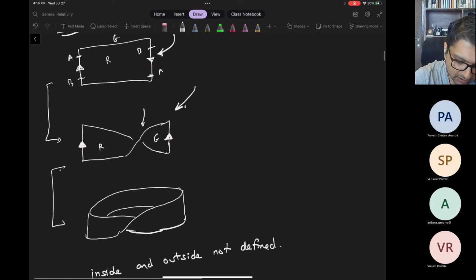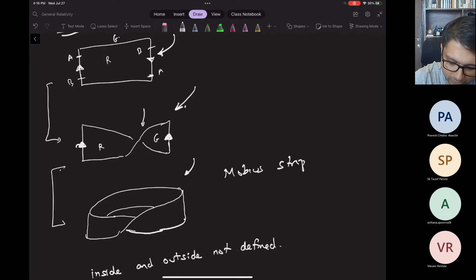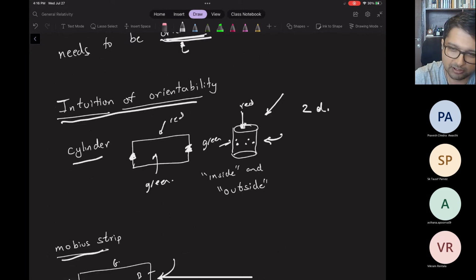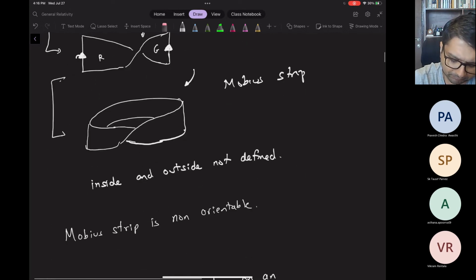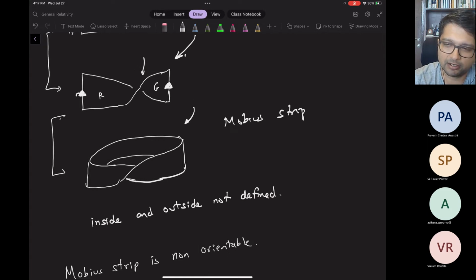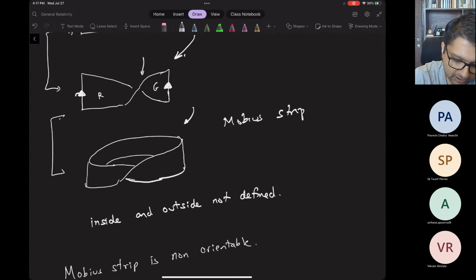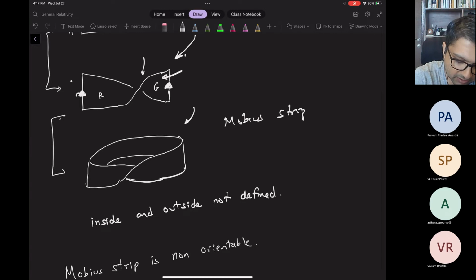I preserve the orientations and I glue it together, and what you get is what is called a Mobius strip. This is a different 2D manifold compared to the cylinder. One consequence is that, because the green and the red are glued together over here, there's not going to be a well-defined notion of an inside and an outside. In fact, the Mobius strip will only have one side, and it will transition from red to green and then back from green to red.